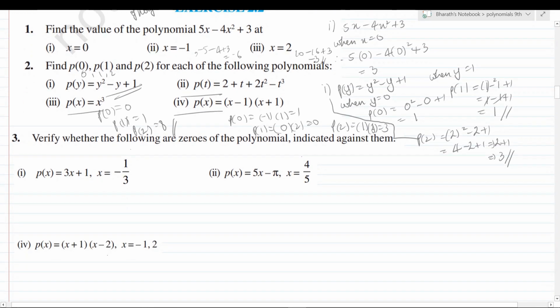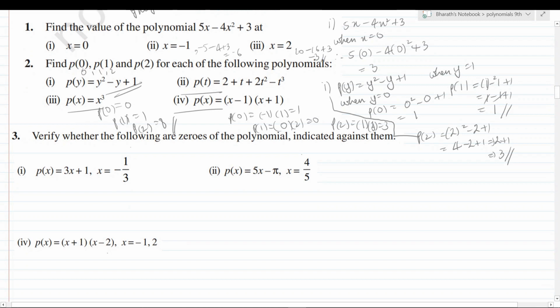And now going for the third question. Verify whether the following are the zeros of the polynomial indicated against them. Simple, just substitute the x value in the equation. If you get 0 as the final answer, then it satisfies. I'll do it for one question, then from the second question onwards you can do on your own. First you should copy down your question, but I'm not going to copy down the question because I don't have space.